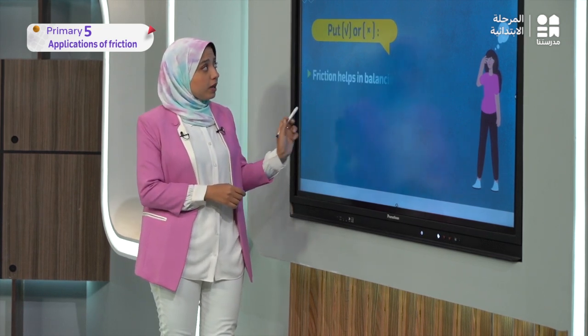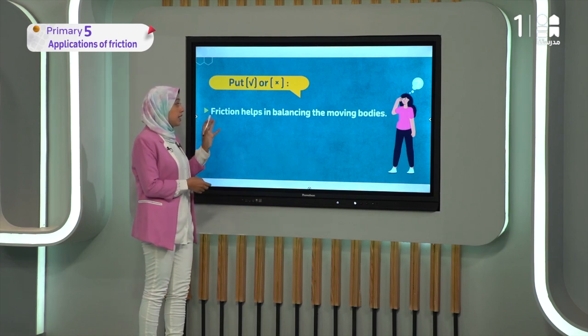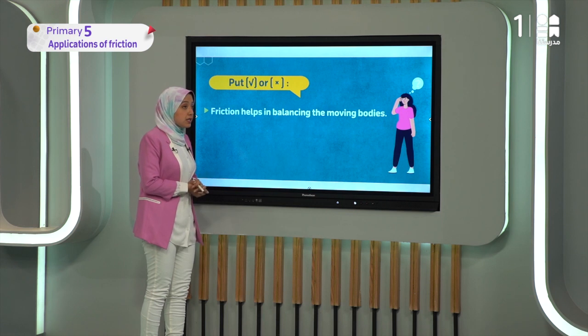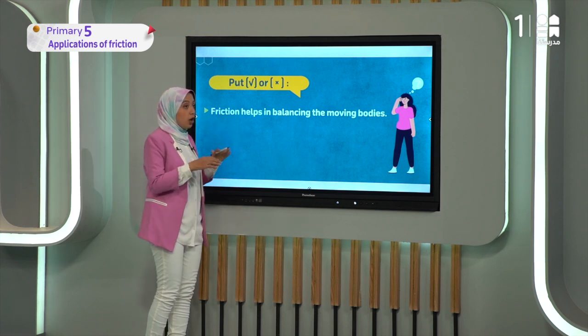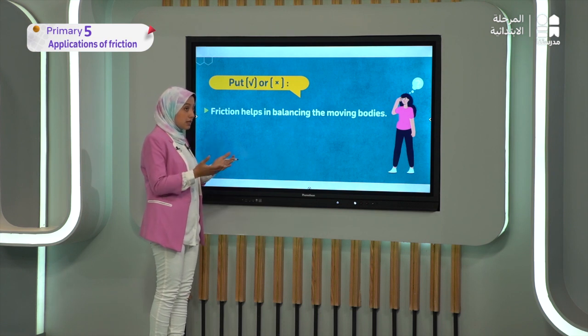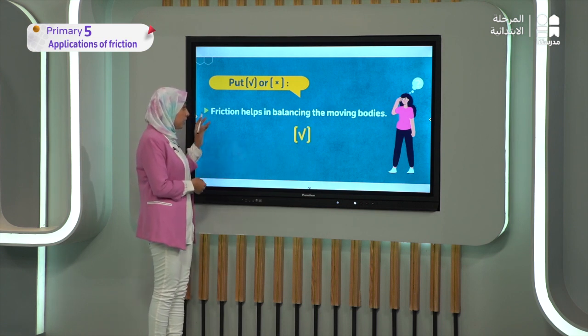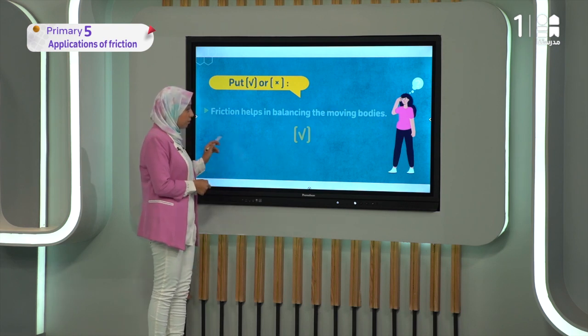Okay. Now put right or wrong. Friction helps in balancing the moving bodies. يعني إيه كده بالراحة؟ Friction helps in balancing يعني بيحافظ على إن الأوبجكت يفضل واقف balance، إنه ما يقعش، ما يحصلوش slip down. Yes, it's true sentence. Okay. يبقى friction helps in balancing the moving bodies.